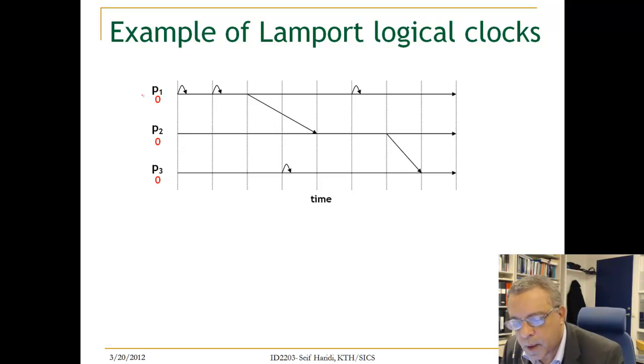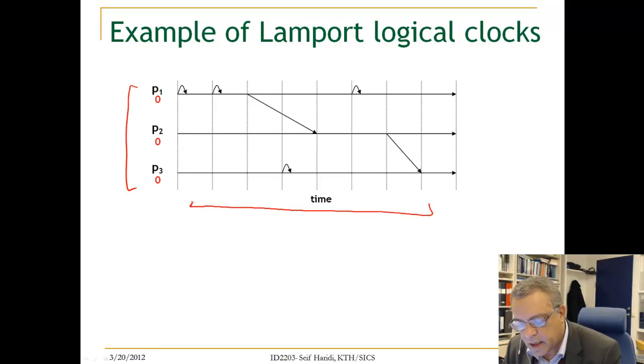We start with a space-time diagram that we have seen before. The clocks are initialized to 0. We perform an event here at P1, so the clock is incremented by 1. Then we perform another event at P1, so we increment the logical clock by 1. Another event here, so we now have 2.